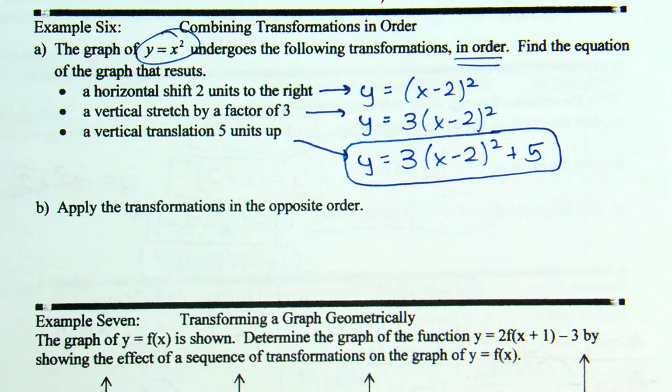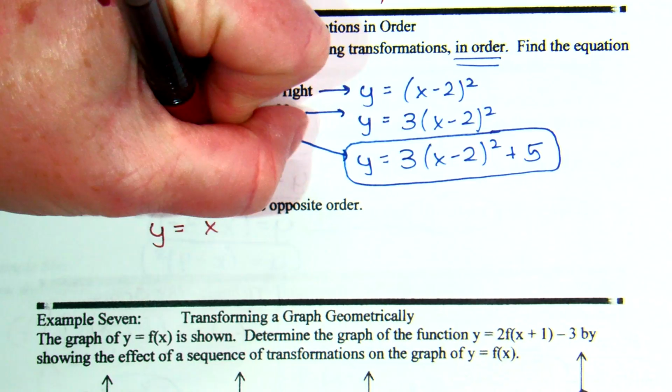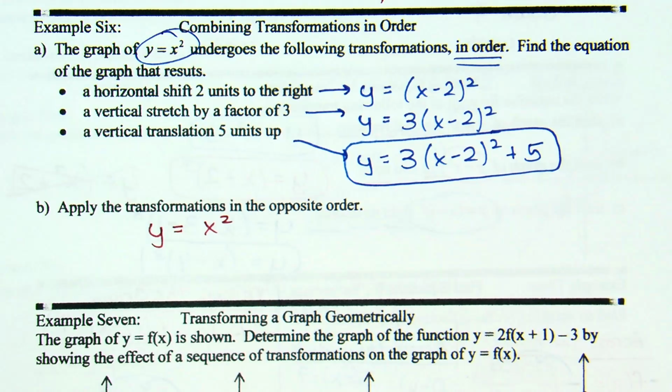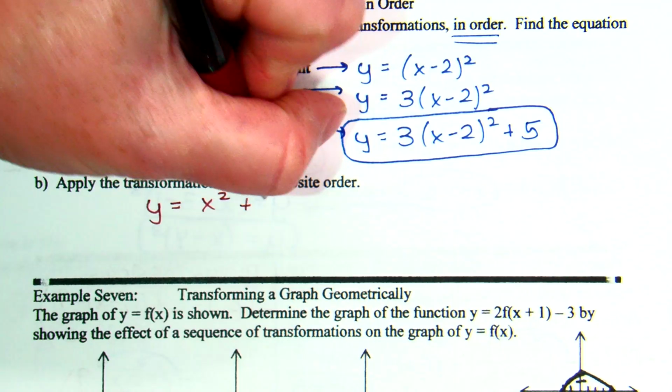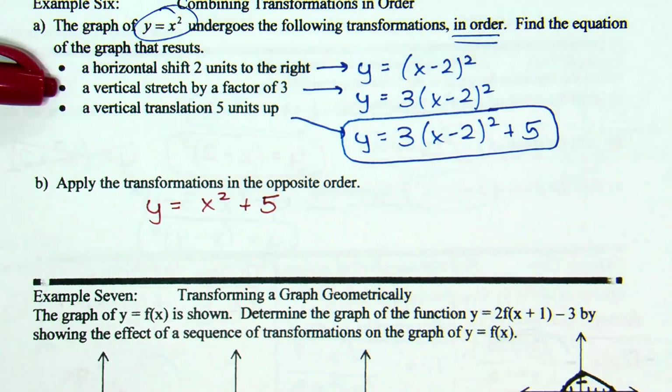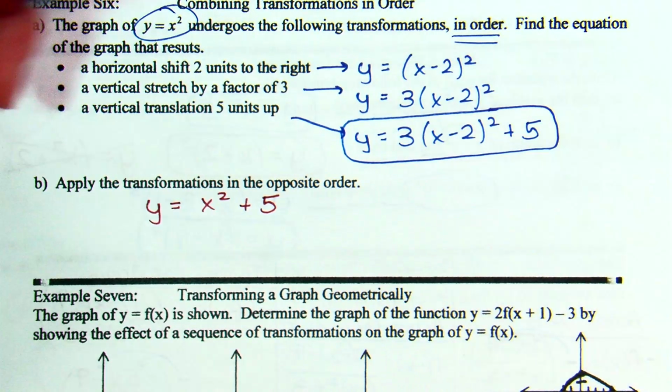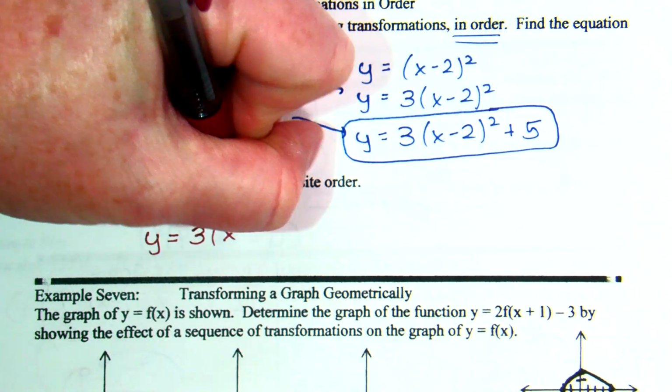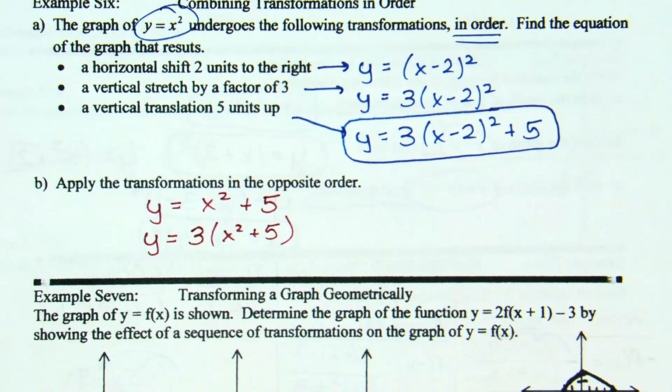Now, part B here. Apply the transformations in opposite order. And let's see how things change up here. So if I do this in opposite order, keep in mind we are starting with y equals x squared. What's the first thing I'm going to do to that y equals x squared? Okay, vertical translation 5 up means we're going to say plus 5. Then what? Vertical stretch by a factor of 3 means you do what with that 3? I'm not actually going to distribute it, but it multiplies by the whole equation. So I'm going to write it as 3 times x squared plus 5.